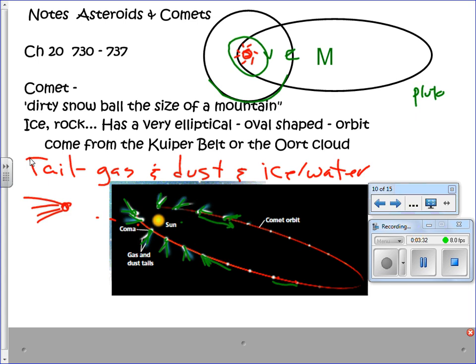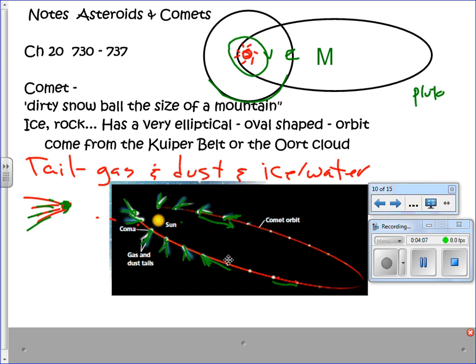So you talk about the different parts of the comet. There is a core part here that they call the nucleus. The coma is this part right in here. And then there's the tails. But really what you need to know, the tails always point away from the sun. It's got a very elongated oval elliptical orbit. And it's made of gas and dust. Questions about comets? That is what you need to know about comets.